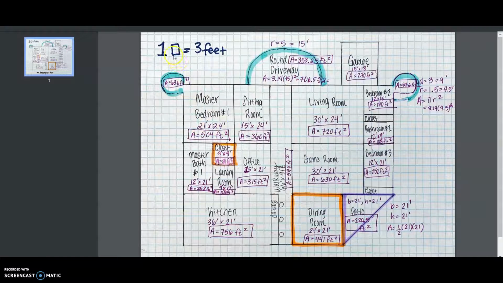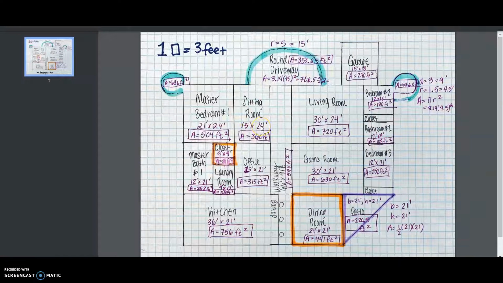Now, remember, I decided to multiply each square by 3 feet, and so I calculated each and every one of my rooms by doing that. So if my sitting room is 5 by 8, I need to multiply 5 times 3, which is 15, and 8 times 3, which is 24.